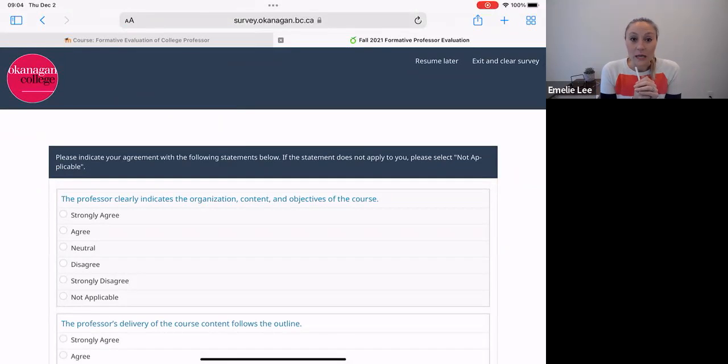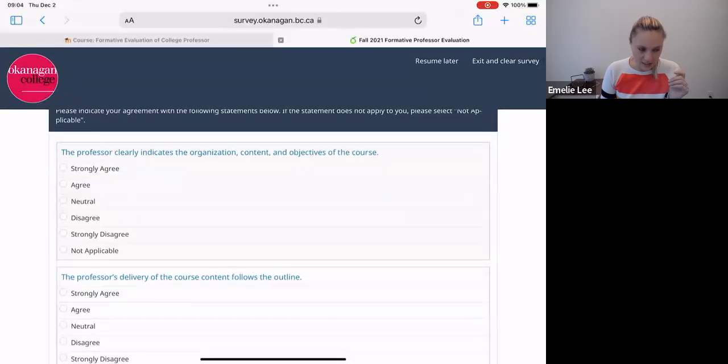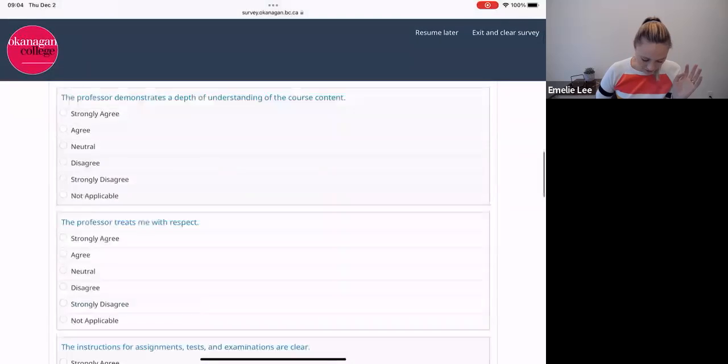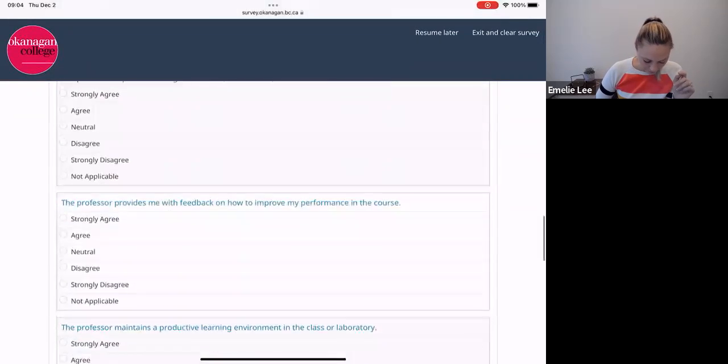I just want to point out, just so it isn't so overwhelming, it looks like a lot of questions, but they're all pretty straightforward. The only ones I really care about, and the college cares about, are these strongly agree to strongly disagree or not applicable ones. Basically these multiple choice questions. If you scroll down, blah, blah, blah, it looks like a lot of questions.